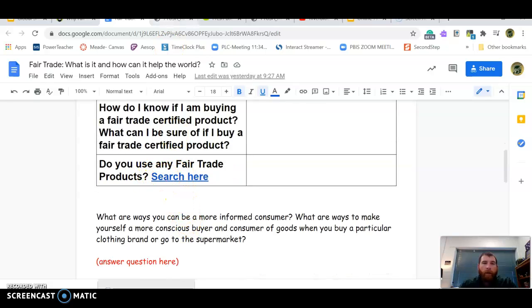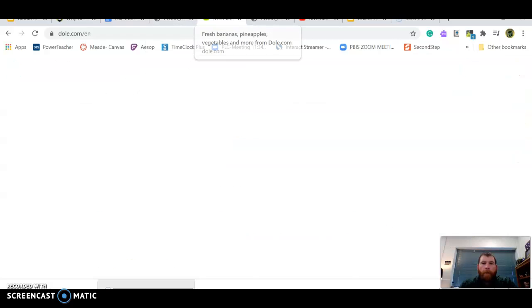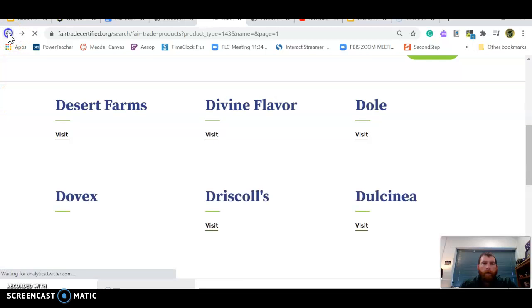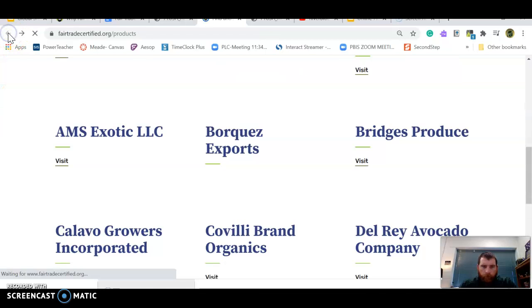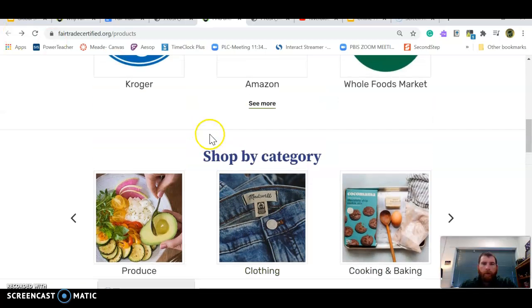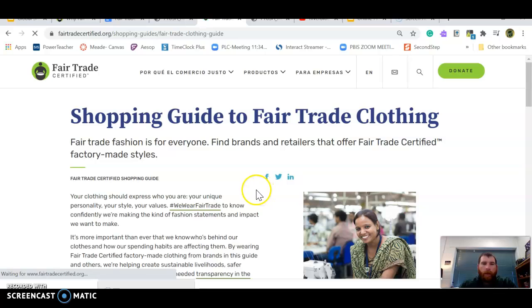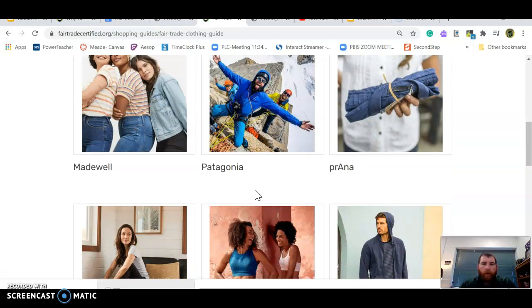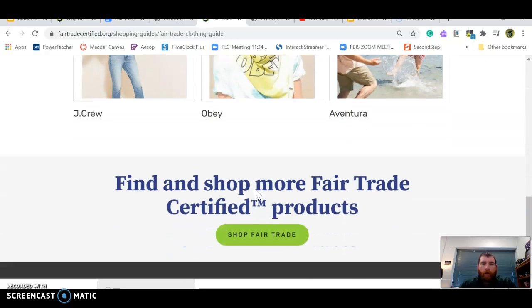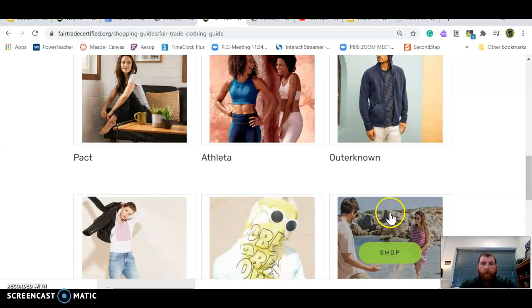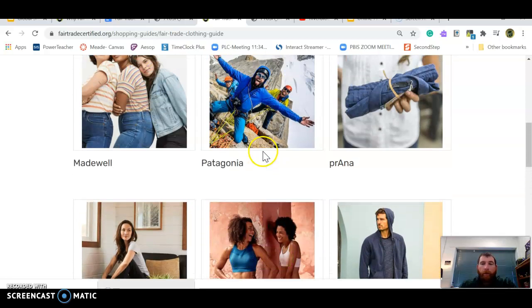The second to last one's kind of fun because you get to search up your product. So let's say I shop by category and click on clothing, because I want to see if any of my products that I wear are fair trade. So these are all of the certified fair trade full companies. So J.Crew, Obey, Adventura, Outerknown, Athleta, Pact. I don't wear any of those.